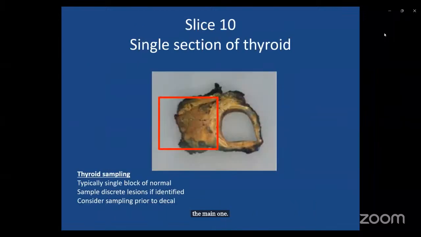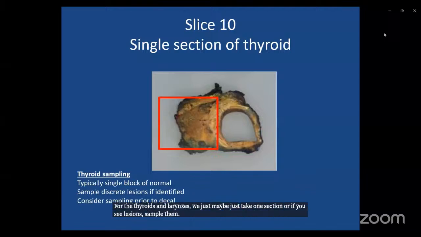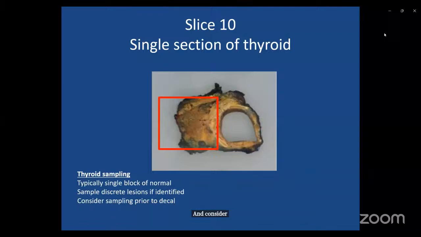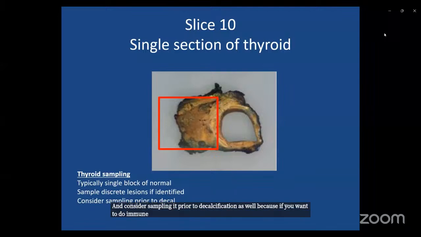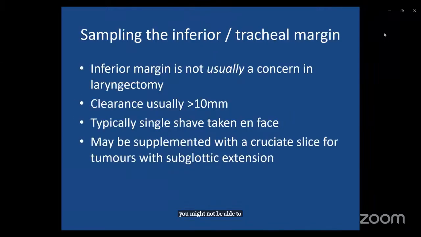And now our last slice is a single section of normal appearing thyroid. For the thyroids and larynxes, we maybe just take one section, or if you see lesions, sample them, and consider sampling it prior to decalcification as well, because if you want to do immunohistochemistry for a papillary carcinoma, for example, you might not be able to once it's been decalcified.